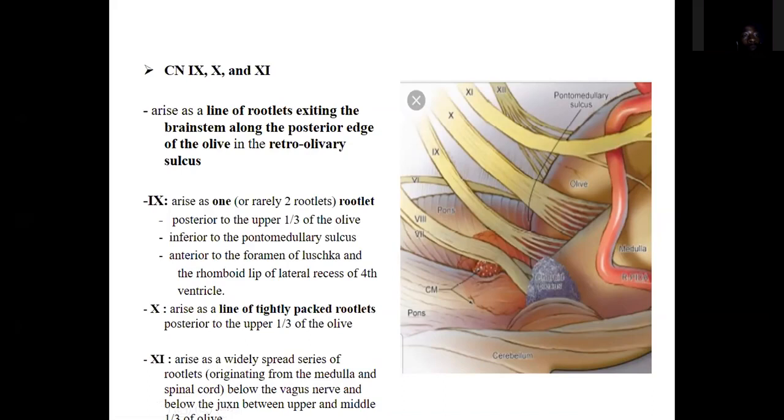The accessory nerve, on the other hand, is an array of widely spread rootlets originating from both the medulla and the spinal cord, and originating from below the vagus nerve, at the junction between the upper and the middle third of the olive, precisely in the retroolivary sulcus. And here we see the posterior inferior cerebellar artery as it interacts with these accessory nerve rootlets.